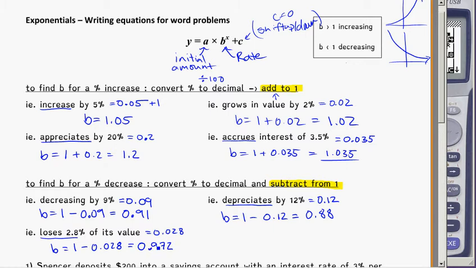So again, it's the same every time. To convert it to decimal, just divide by 100. And then you have to think about, am I getting bigger? Am I growing in value? In that case, I'll add it on. It becomes a bigger number. You'll add it to 1. Or is it losing value? Is it getting less? And so you think about subtracting it from 1, to get a smaller number.